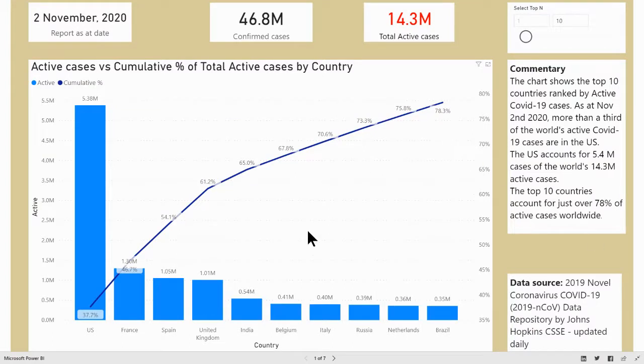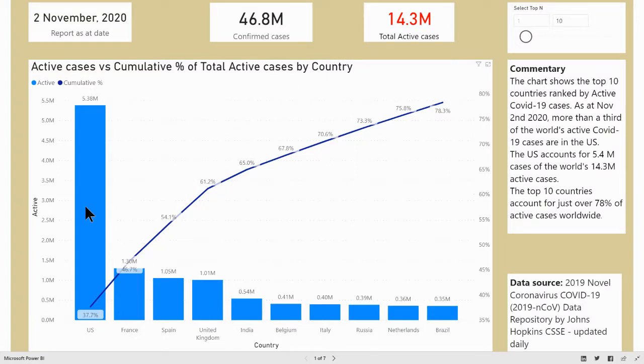So looking at the report here from Power BI, what we see is that as at the 2nd of November, there were 46.8 million confirmed cases worldwide, and 14.3 million of those cases were active. What I did not see on a lot of the international websites was a breakout of those active cases on a Pareto basis. So that's why I would have built this chart to look at where the concentrations of COVID was by country.